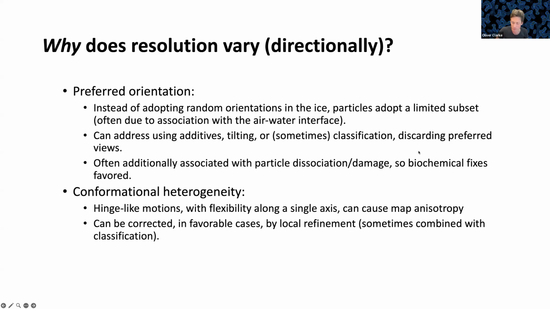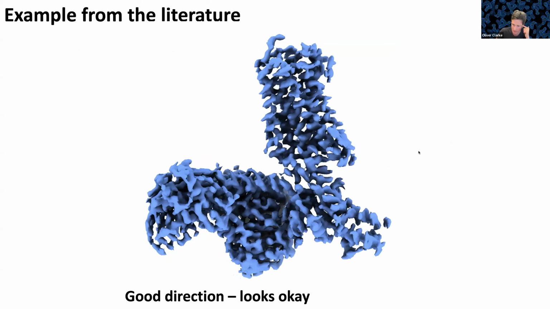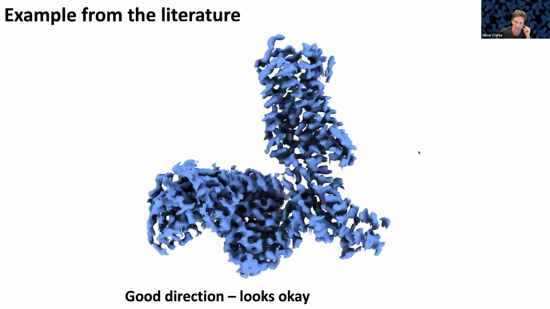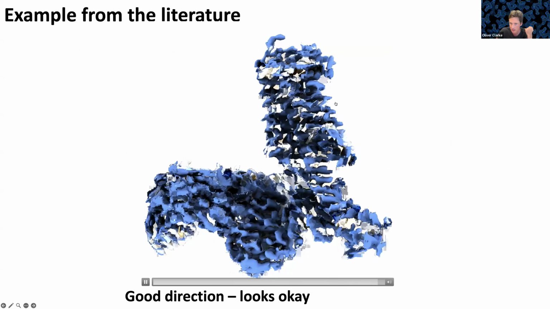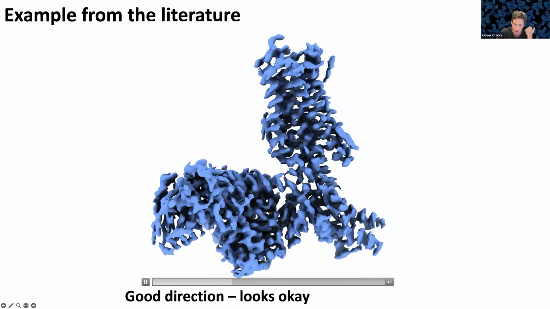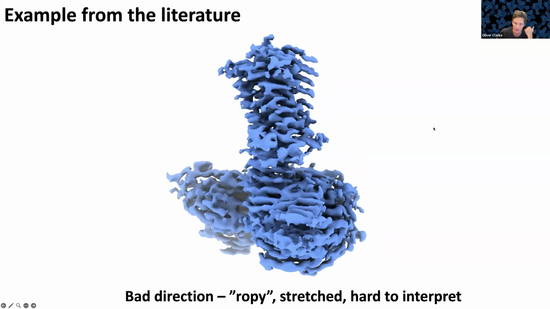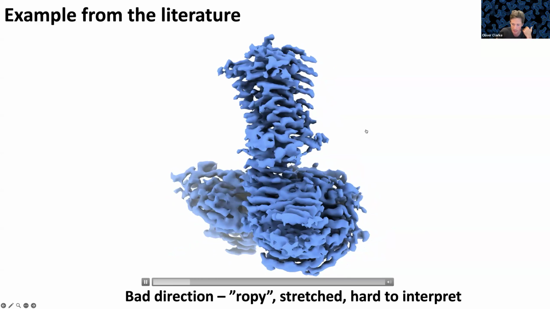Just to give you a concrete example of what I mean, here's an example from the literature. It's another GPCR, sorry, a load of GPCRs. If you look at it in this direction, you might say it looks okay, right? You can see we've got helices that look kind of helical, and in the center there, maybe that's all right. Turn it 90 degrees though, and it's a different story, right? Everything is super, super stretched, and interpreting this map is going to be a real challenge.